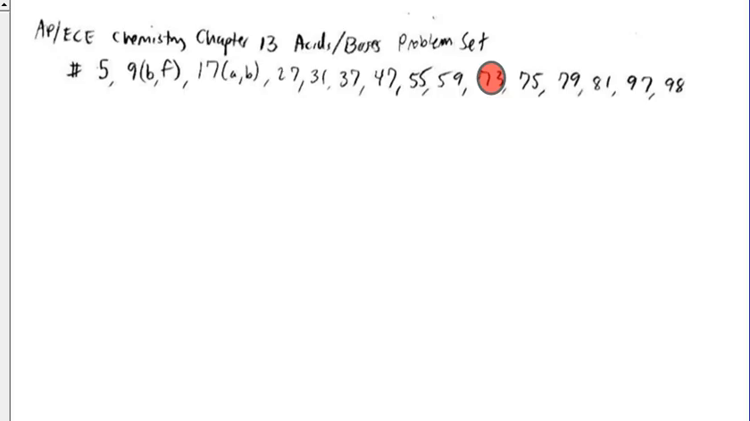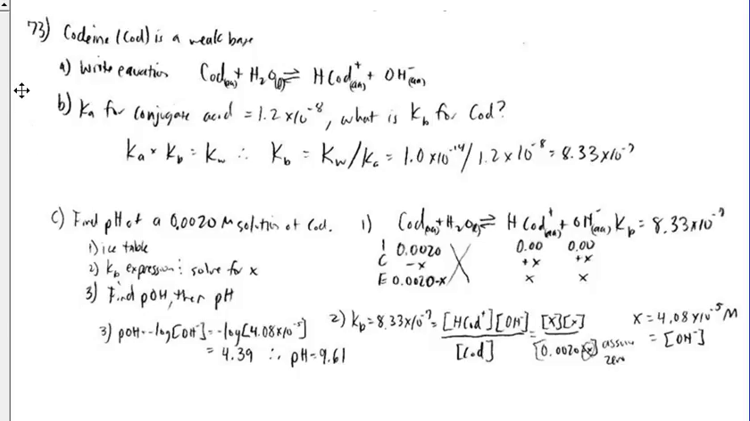Let's take a look at problem 73. In problem 73, you're considering codeine, which is being abbreviated COD, as a weak base. So I say write an equation for this. It's COD plus H2O gives you HCOD plus and OH minus. The Ka for the conjugate acid is 1.2 times 10 to the negative eighth.